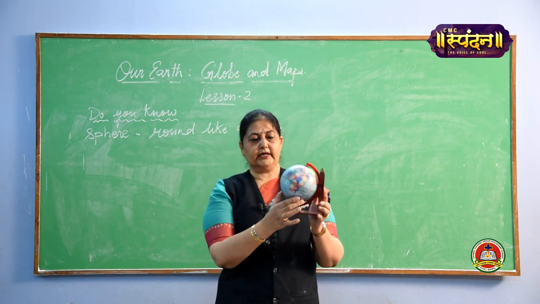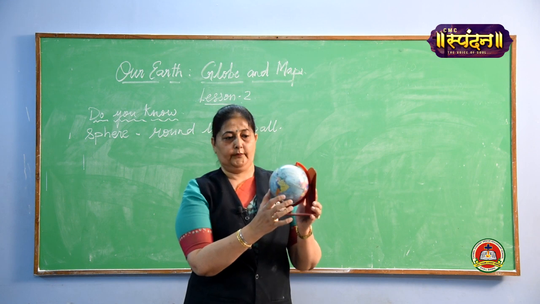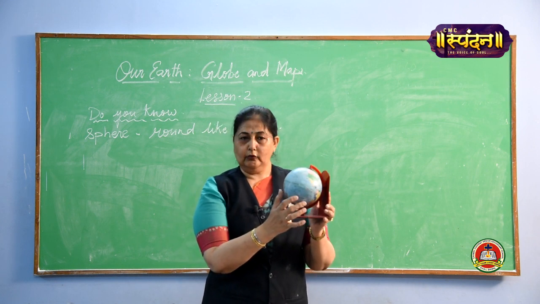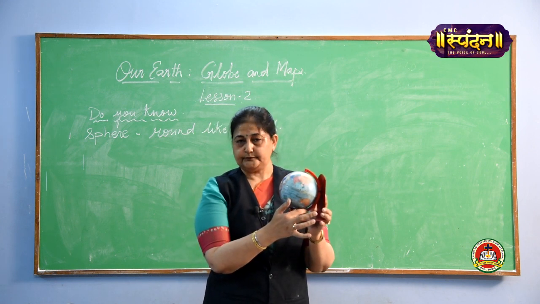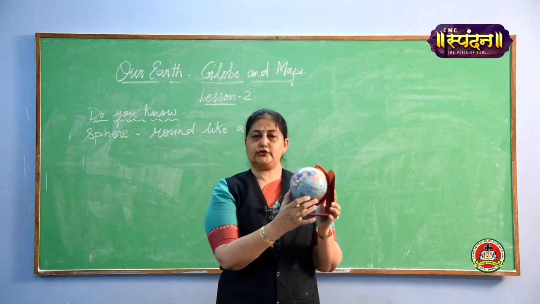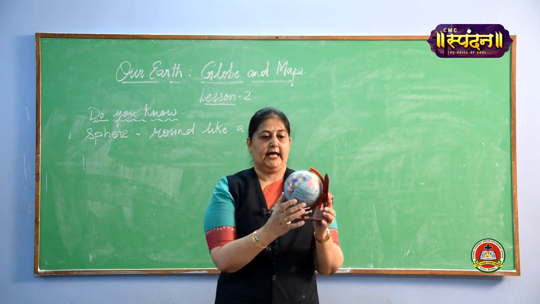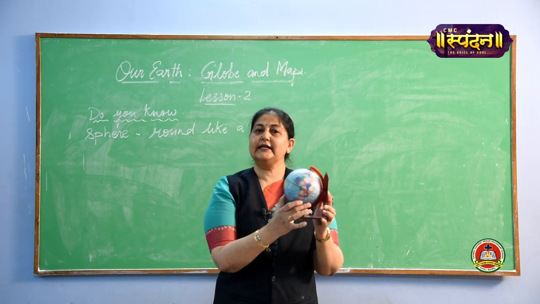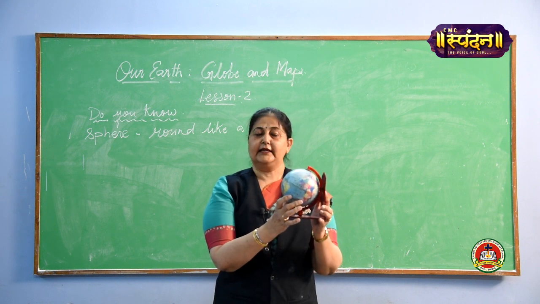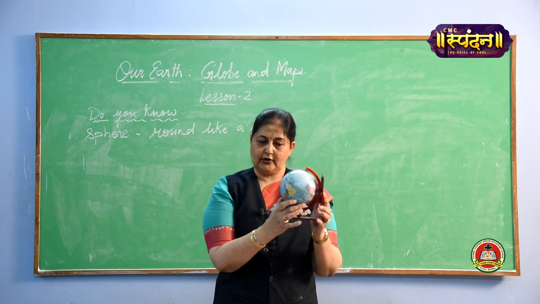Now children, two things are clearly shown on a globe, the blue part and the colored part. The blue part happens to be the water bodies and the colored part is the land area. They are called the continents, alright.